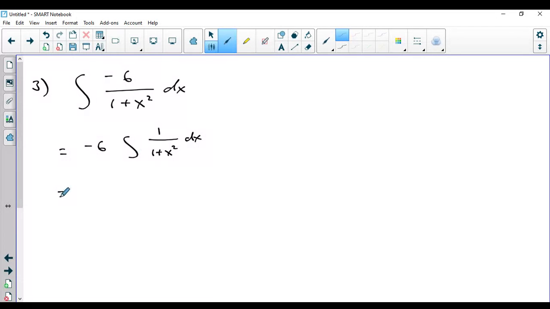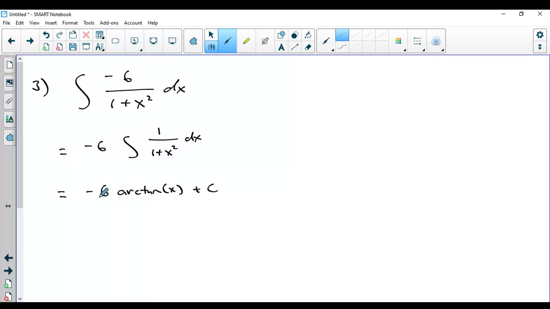One of the first things you try when you do an integral problem is to recognize it. In other words, I ask myself, do I know a function whose derivative is 1 over 1 plus x squared? Do I know that antiderivative? And hopefully you say, yeah, I do. That's actually arctangent of x. So I'm going to get -6 times arctangent of x, and then, of course, plus c.